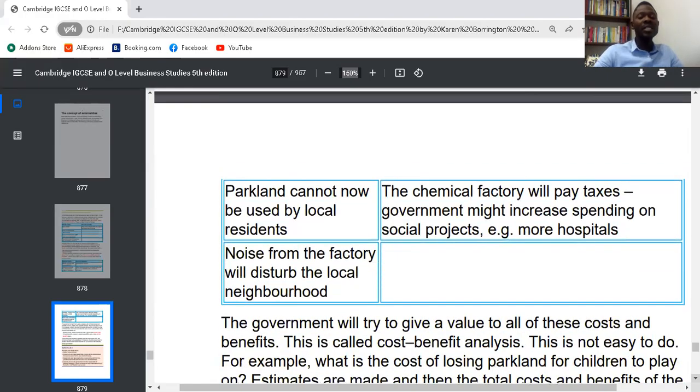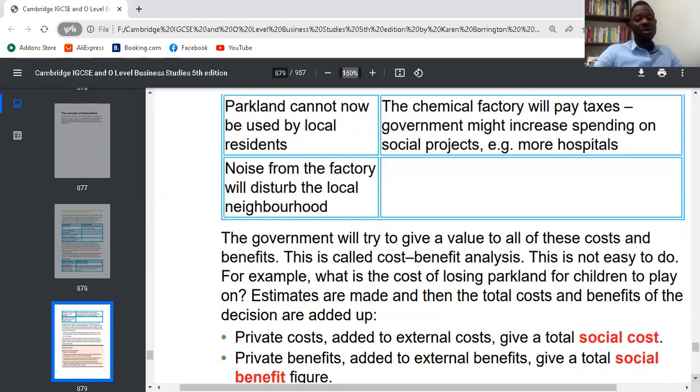So for the external cost again, parkland cannot now be used by local residents. So the park will be turned into a factory. So local residents will not be able to use it. That's an external cost. Then the chemical factory will pay taxes. Government might increase spending on social projects such as education or healthcare. So as soon as the factory is set up, the parks, those green spaces, become a factory. But it's an advantage also for government. They will pay taxes. Taxes are a source of revenue for government. So if government gets taxes from this revenue, they might use it for infrastructure, education, or healthcare. And there's another external cost, the noise from the factory. This will disturb the neighborhood, especially when they work 24 hours.